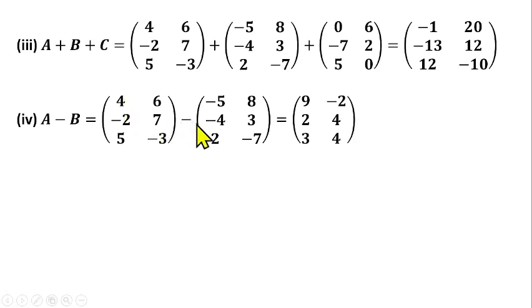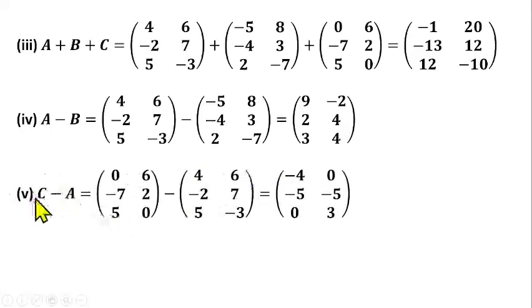So we have 4 minus minus 5. Minus times minus will give us plus, so we have 4 plus 5, that gives us 9. 6 minus 8 gives us minus 2. Minus 2 minus minus 4 will give us a plus 2. 7 minus 3 will give us 4. Then 5 minus 2 will give us 3. Then minus 3 minus minus 7 will give us 4. So that's the answer for matrix A minus matrix B.